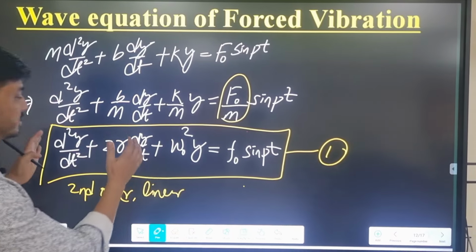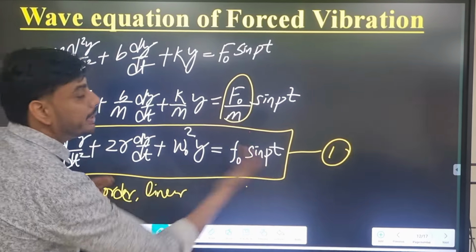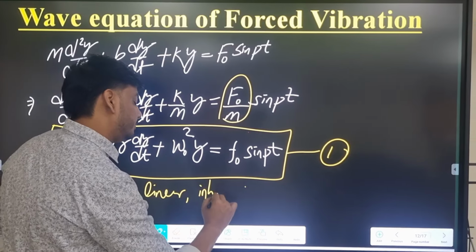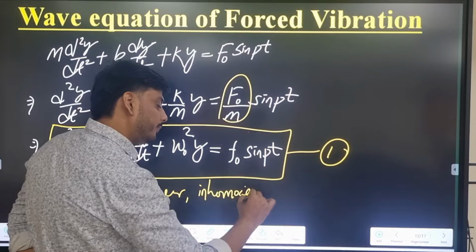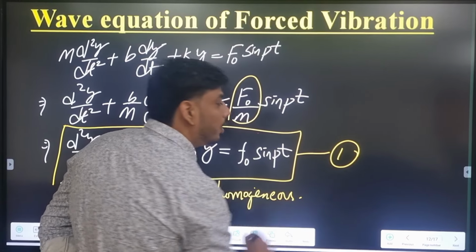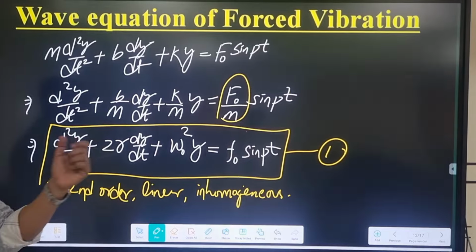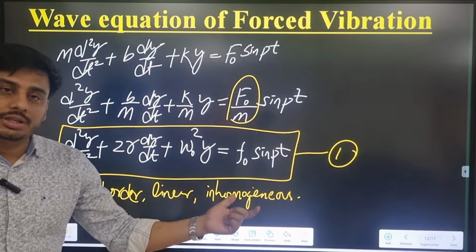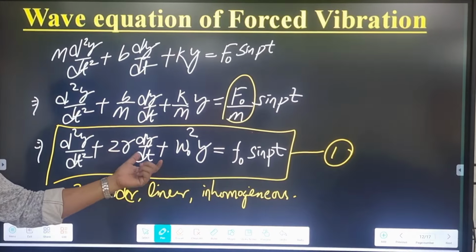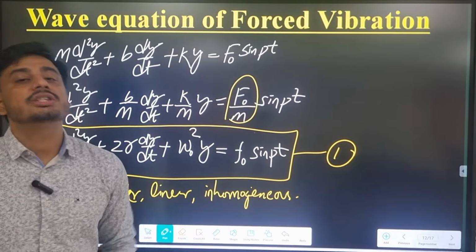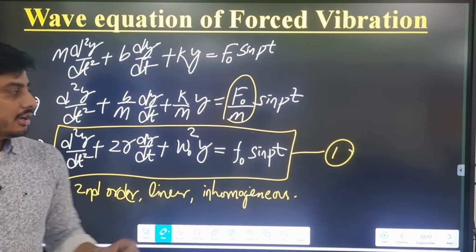But here the function of y is equal to some function of p and t. So it is inhomogeneous or non-homogeneous. The wave equation of damped vibration was second order linear homogeneous, but what we get here in the case of forced vibration is a second order linear but inhomogeneous differential equation. Hope you understand up to this.